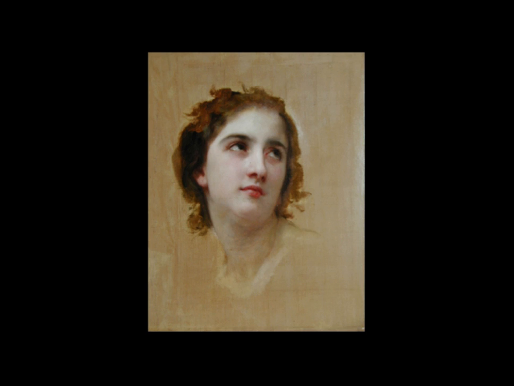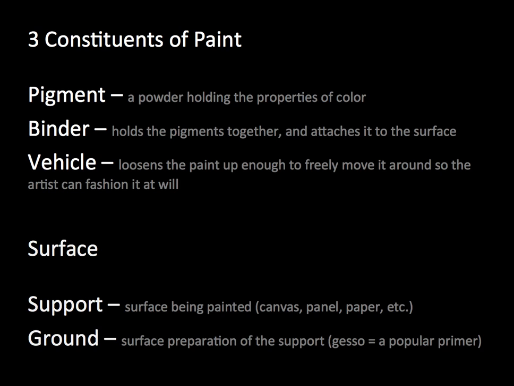And so the first question we're going to ask ourselves here is, what is paint? What is paint made out of? And there's going to be three things basically that paint is made out of that we're going to call our three constituents of paint. Okay, our three constituents of paint are pigment, binder, and vehicle. Okay, the first thing we need for paint is something that's going to hold the properties of color. Okay, and that's what pigments are. They're basically things that are ground up that have a particular hue, and so it's going to create this powder that holds those properties of color.